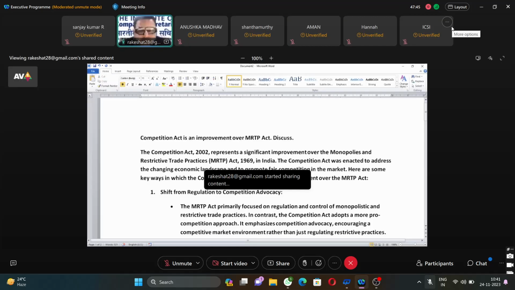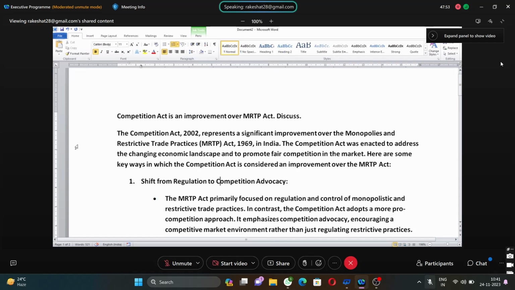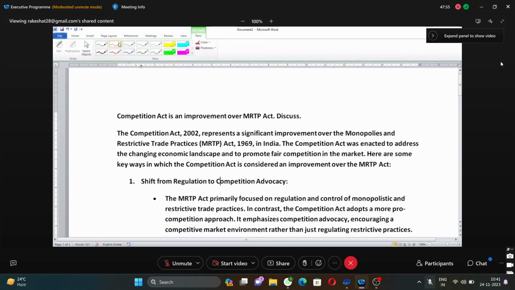Okay, let's solve this question. The Competition Act is an improvement of the MRTP Act discussed. The Competition Act 2002 represents a significant improvement over the Monopolies and Restrictive Trade Practices Act of 1969 in India. The Competition Act was enacted to address the changing economic landscape and to promote fair competition in the market.